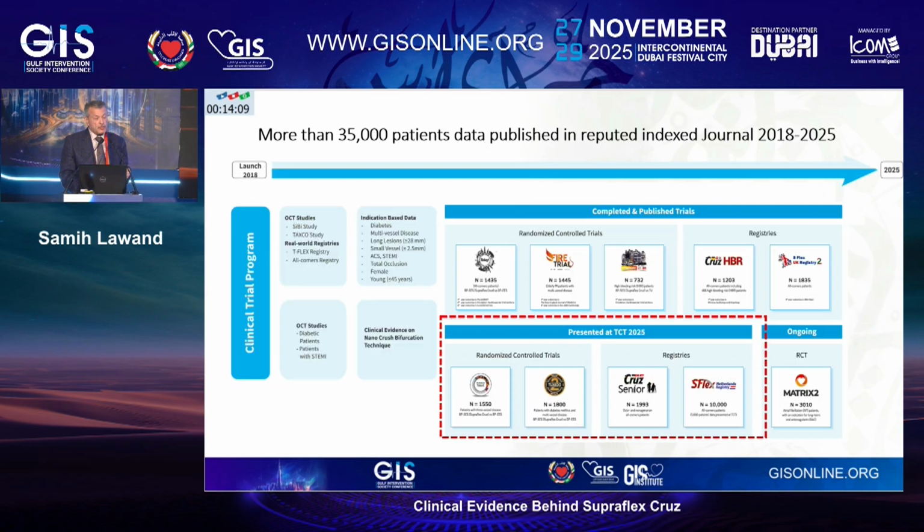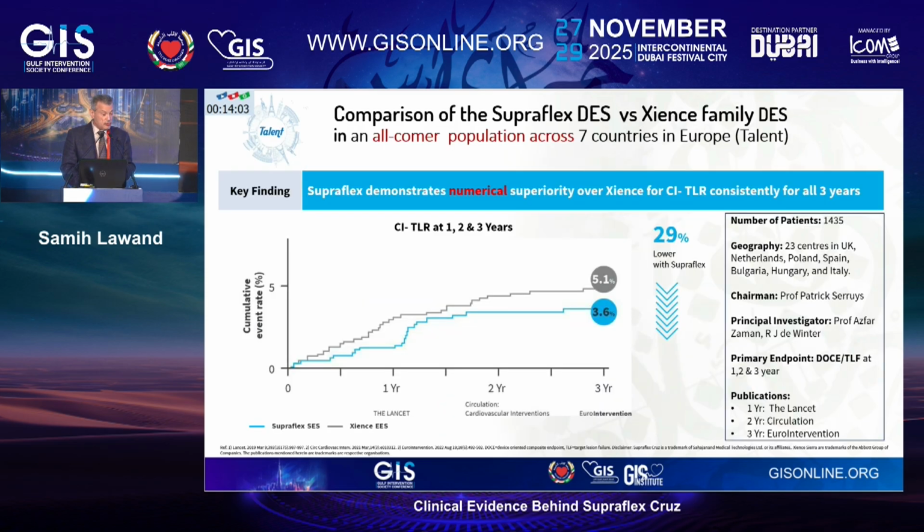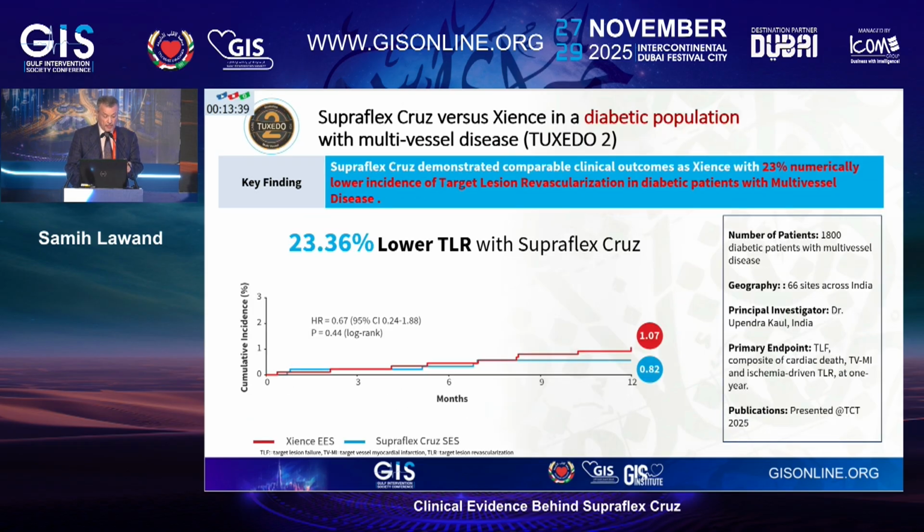I will talk about what happened in TCT 2025, the randomized, controlled trials and registries that included this technology. A comparison between Supraflex and Xience in an all-comer population in the TALENT study has shown clearly that over years 1, 2, and 3, there was numerically, practically, superiority, although it is not significant, yet numerically higher with Xience event rates than it is with Supraflex.